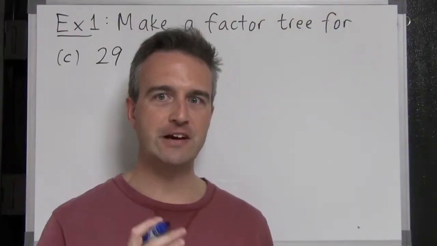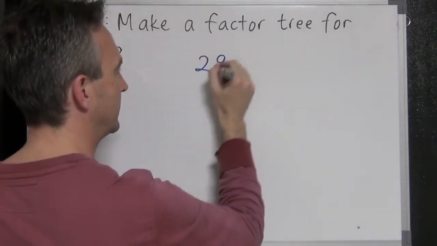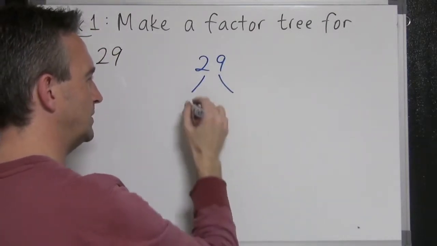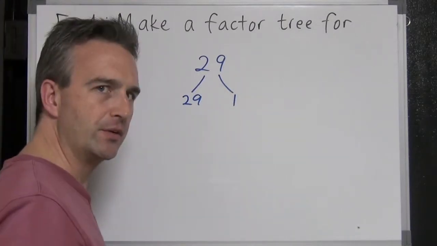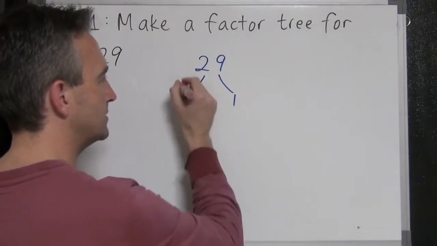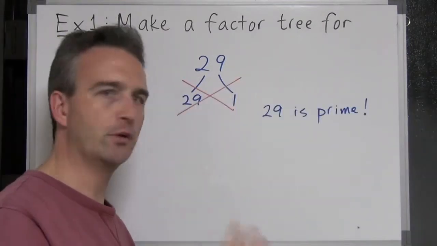And yet another one, a factor tree for 29. Let's give it a shot. 29 can factor into 29 times 1. I don't think so. 29 does not factor into 2 new different numbers. 29 has no factor tree. So 29 is a prime number.